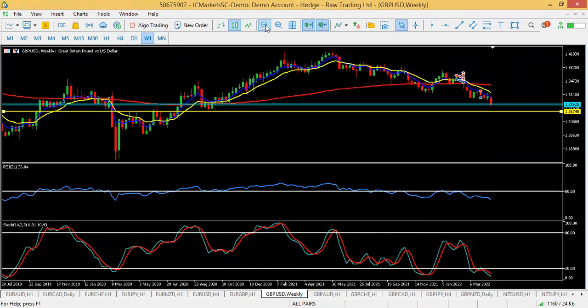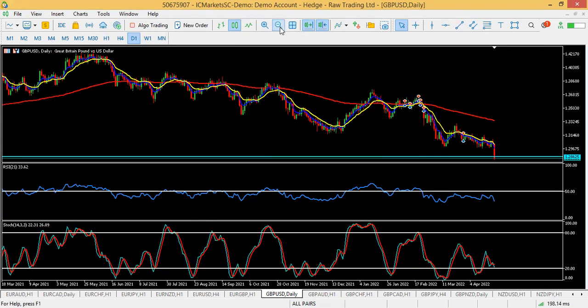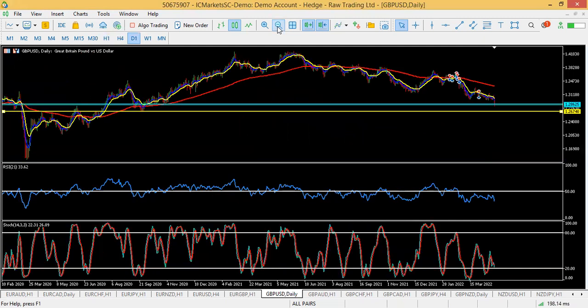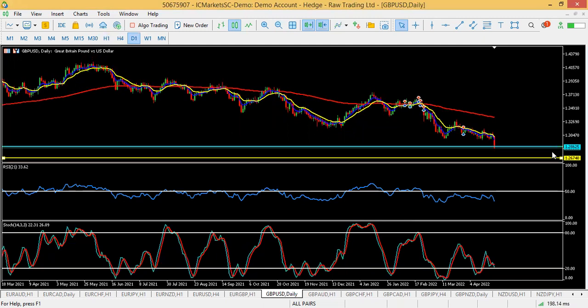Coming into the weekly time frame, we see the weekly candle close in red, a strong bearish momentum candlestick also. So we expect this to drop further towards the blue support at 1.2674. That's going to be the weekly target for GBP USD. And the daily candle, we also see this close in red and also a strong bearish momentum candle. But right now, we've seen this close right below the daily support. So this tells us that we should expect more downside on this very pair.